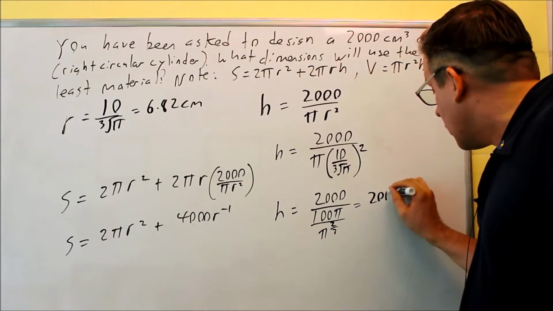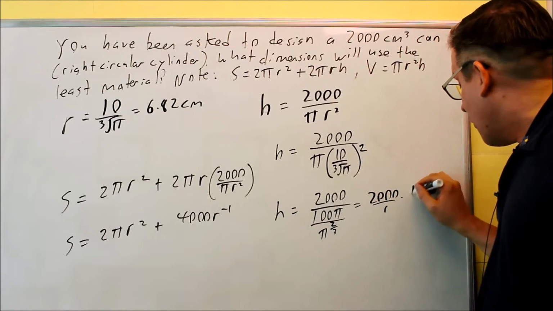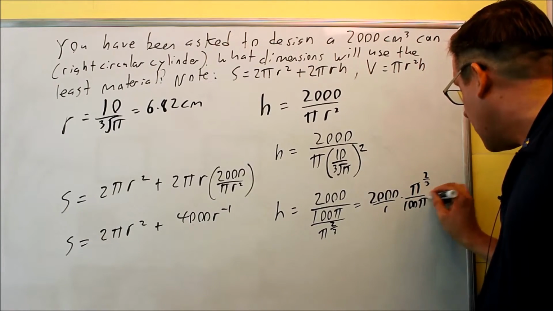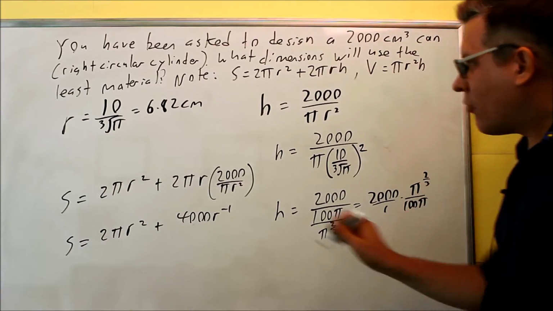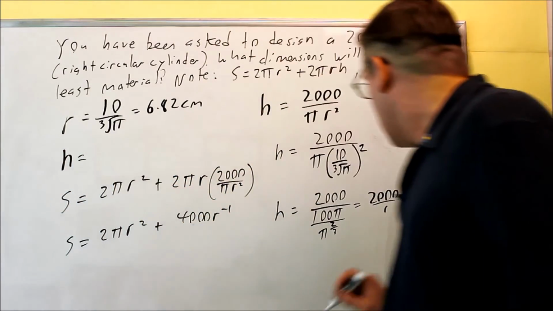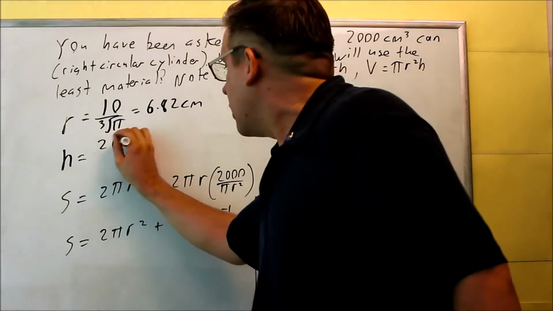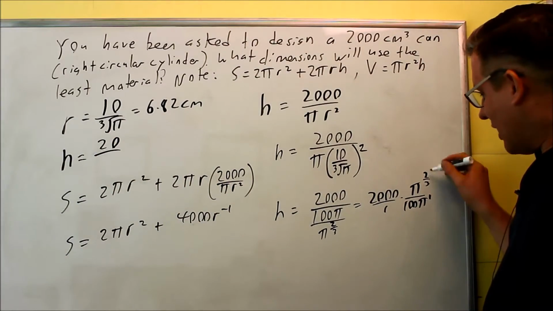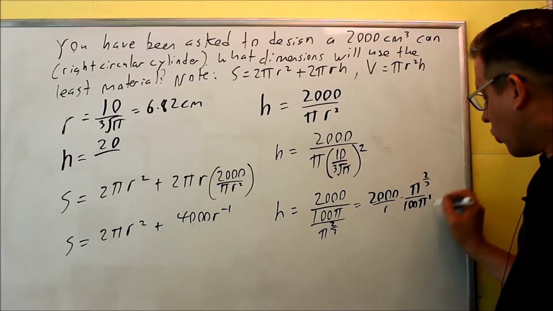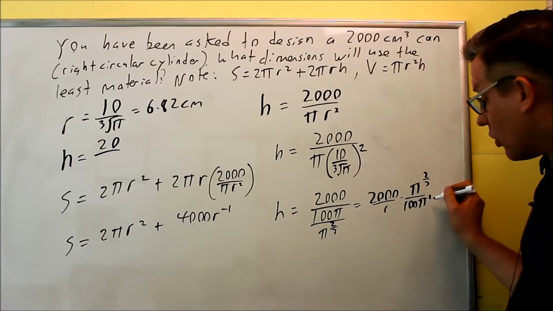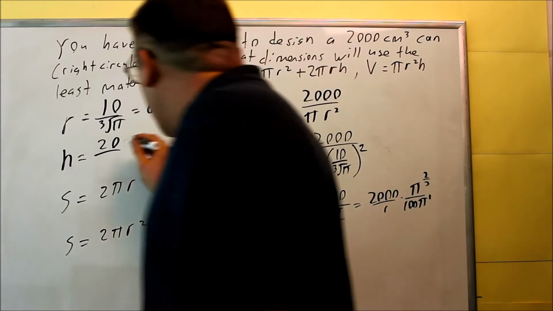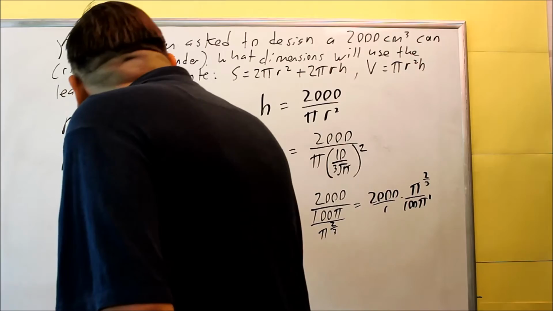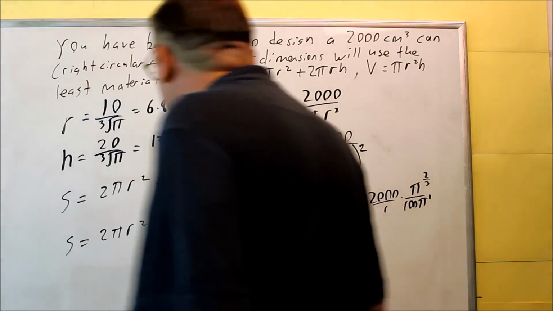Now let's flip it. 2,000 over 1, and then you have pi to the 2/3 over 100 pi down below. When you simplify it, let me put the final answer over here. 2,000 over 100, you get 20. 2/3 minus 1 is going to give you 1/3. 1/3 will end up down here in the bottom because this is where the higher power is. And what is that going to be? That's the cube root of pi. Okay, and so then that's going to be about 13.66 centimeters.